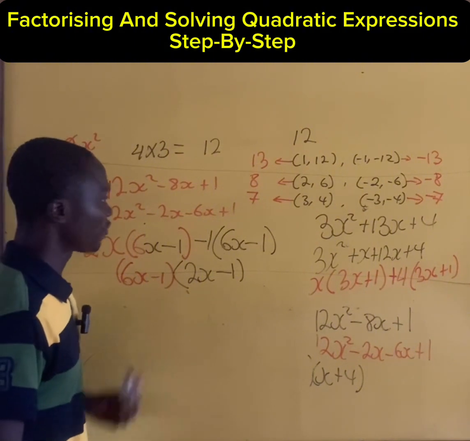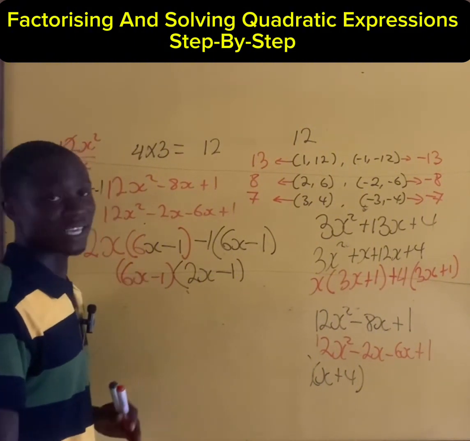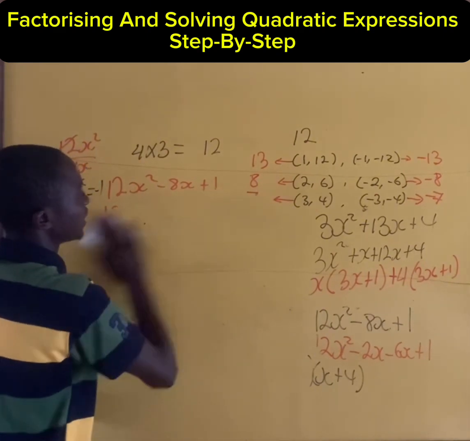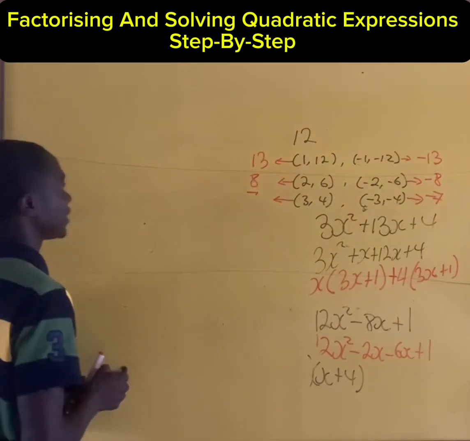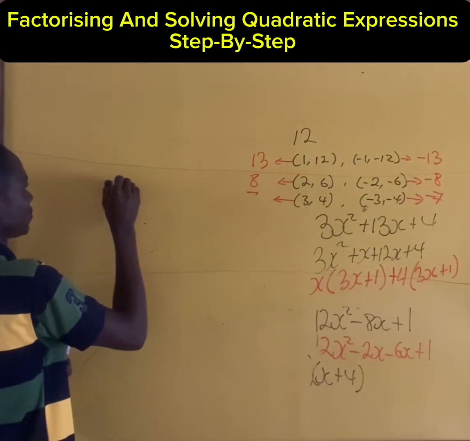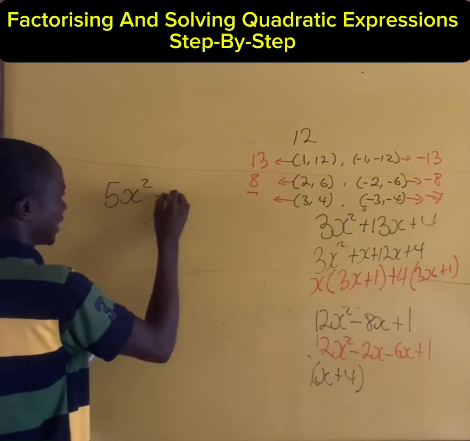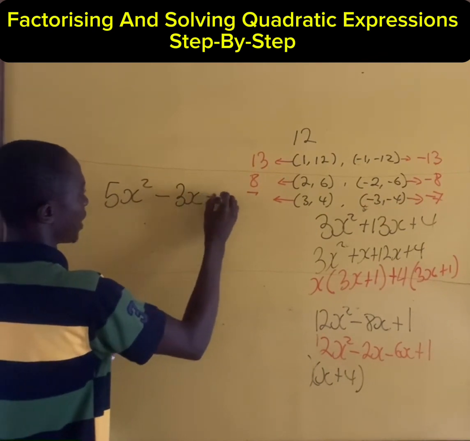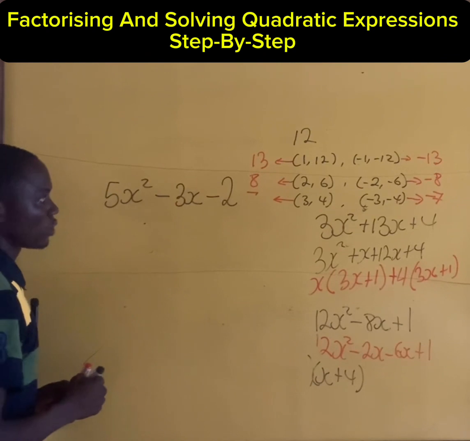Wow. So let's see how we factorize more quadratic expressions. So let's see. Now, let me take this one. See, I have 5x squared minus 3x minus 2. How do I factorize this?